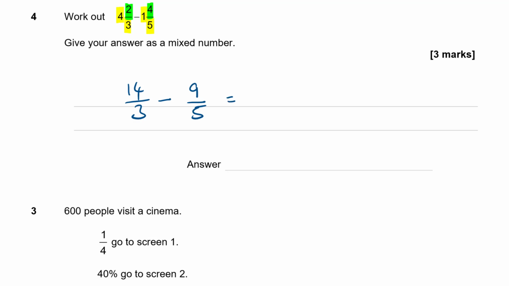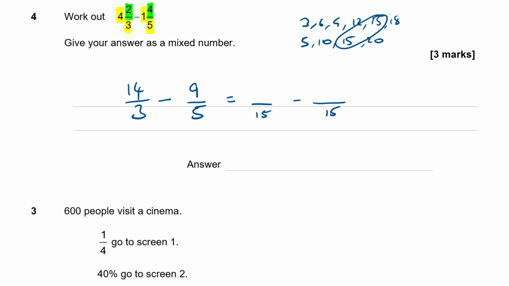Next step is to find a common denominator. So what's common between 3 and 5? Again, if you think about the 3 times table, 3, 6, 9, 12, 15, 18. Think of the 5 times table, 5, 10, 15, 20, and so on. Got a common denominator, a common multiple here of 15. So I'm going to make them both fractions out of 15.